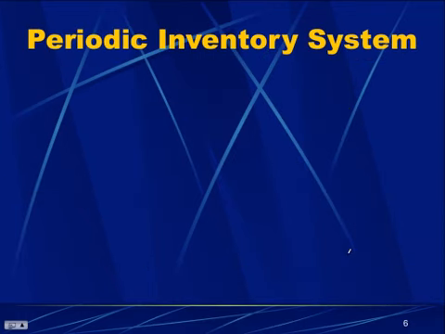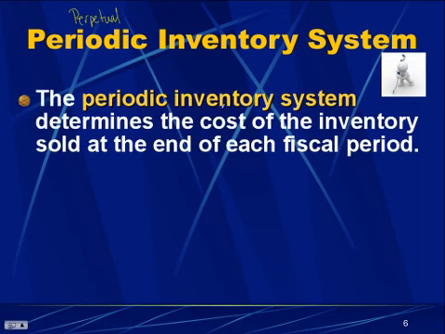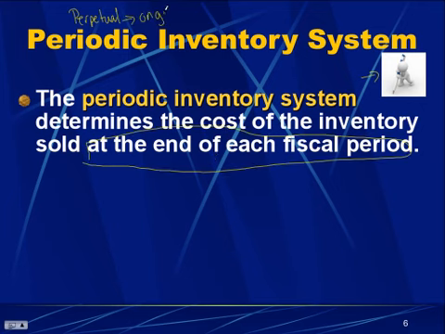There are two different systems that we could look at. Periodic, and the other one is called perpetual. The periodic inventory system, I'll write this down again, here's our dude, determines the cost of the inventory sold at the end of each fiscal period. Whereas in the perpetual, it's all the time, ongoing, let's say. You always know what your cost of goods sold is.